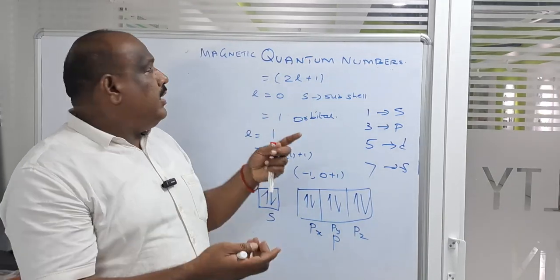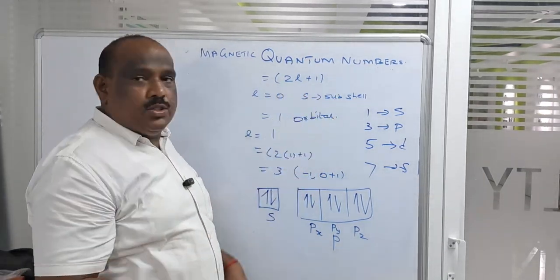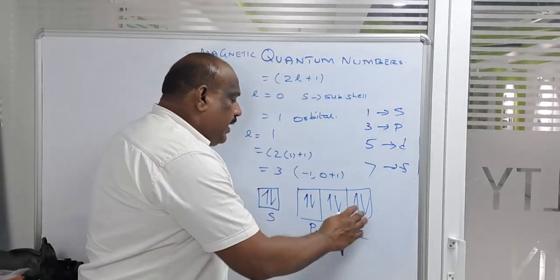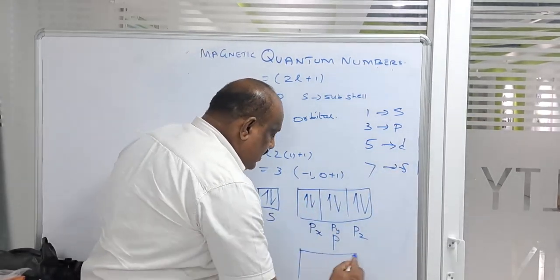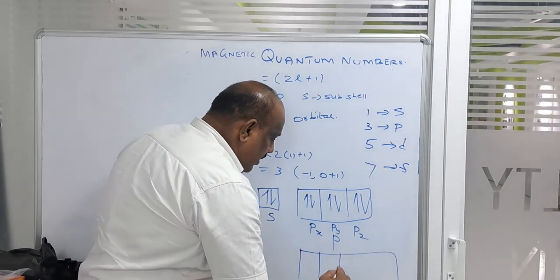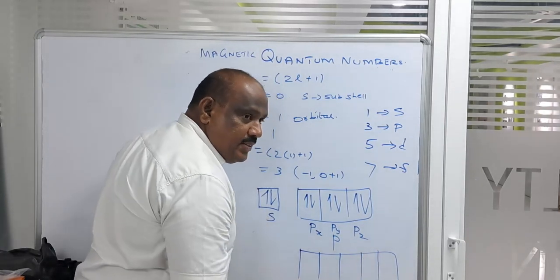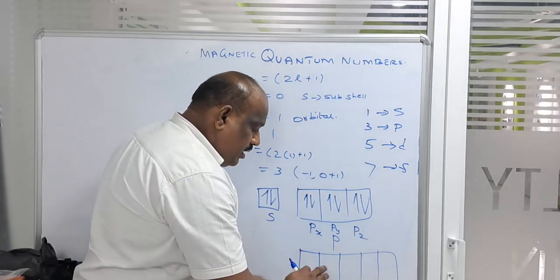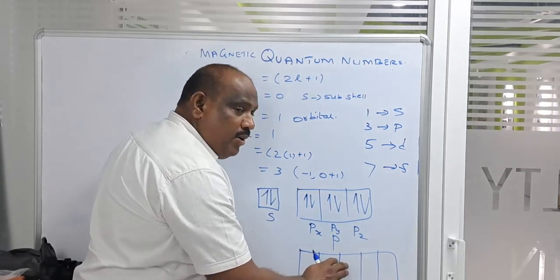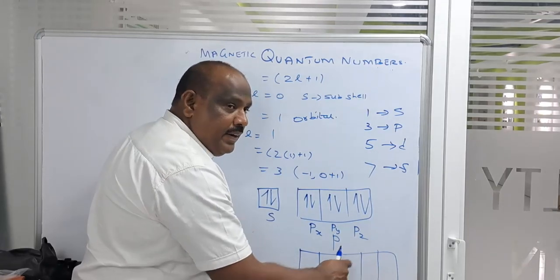I am not separately writing the heading, but it's understood. So it is p orbital. What is a d orbital? D subshell has 5 orbitals. So what is the maximum number of electrons? Each orbital will have 2 electrons. So 5 into 2 will be 10 electrons.